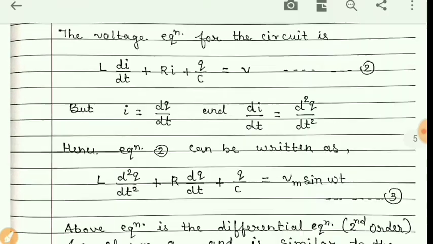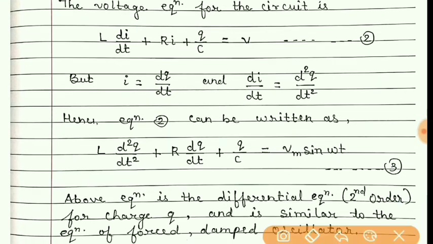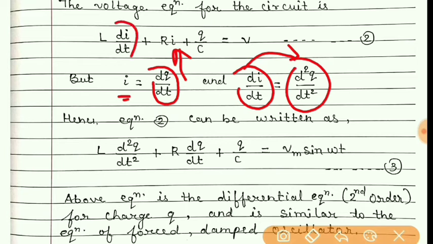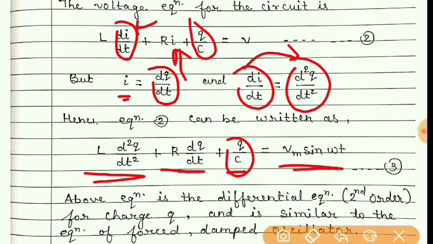So now putting this value of I, that is dq by dt here, and di by dt equal to d square q upon dt square here, we get L d square q upon dt square plus R dq by dt plus q by c, this term as it is, equal to Vm sin omega t, because we know that V is equal to Vm sin omega t from equation number 1.